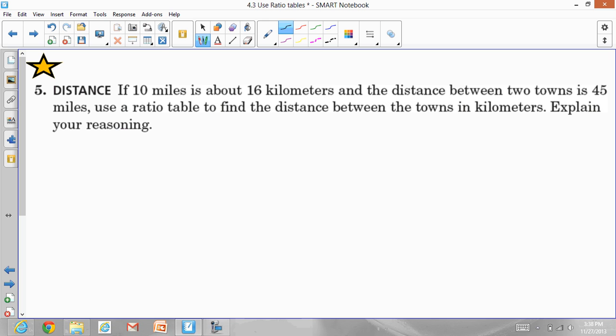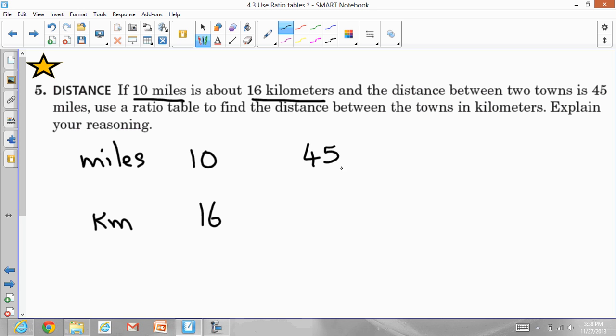Question number 5. Pause the video, understand the question, and then let's do it together. If 10 miles is about 16 kilometers, so let's write this. So I'm comparing the miles to the kilometers. So 10 miles, 16 kilometers. And the distance between two towns is 45 miles. So 45, I'm putting it in the miles space. Use the ratio table to find the distance between the towns in kilometers. So basically they want me to find what this is.